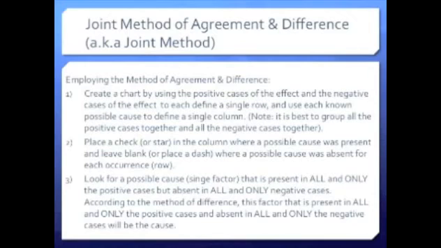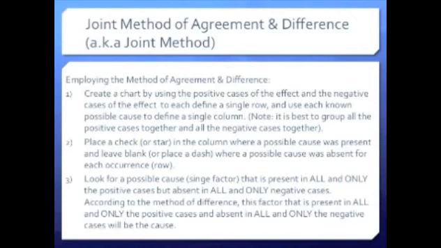So we would use each case, positive or negative, to define a single row, and we will use each known possible cause to define a single column. Note that since we may be working with multiple positive and negative cases with this method, it is best to group all the positive cases together and all the negative cases together. Next, we place a check or star in the column where a possible cause was present and leave blank or place a dash where a possible cause was absent for each negative and positive case.